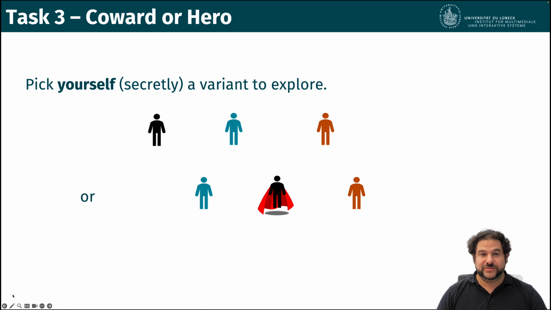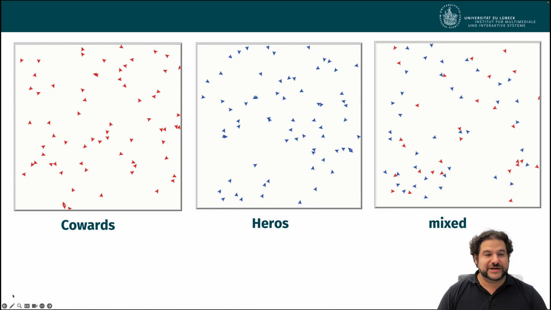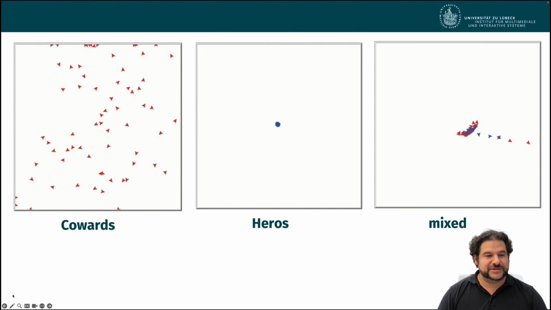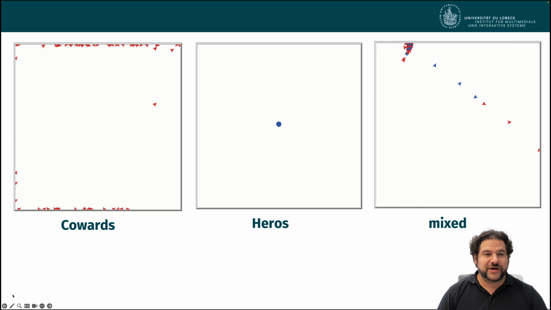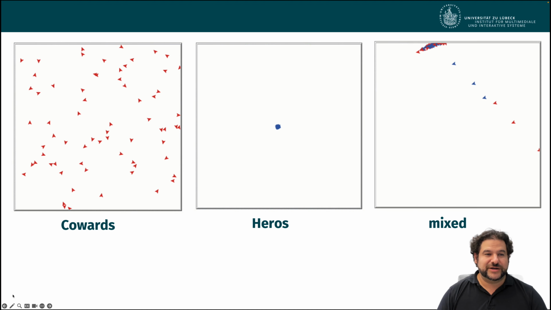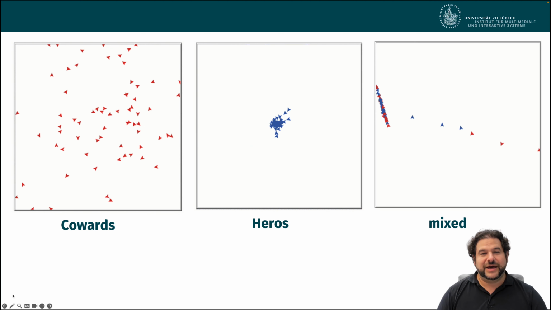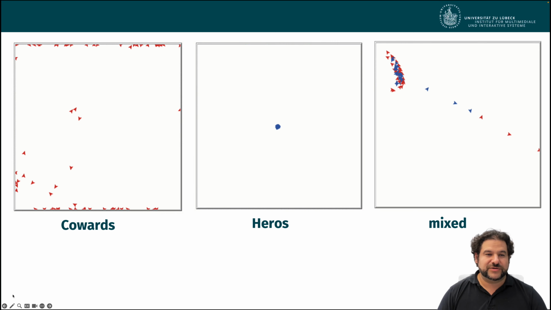What do you think is the outcome of this rule? Does it depend on who picks whom? Does it depend on the number of cowards or on the number of heroes? We assume that we have 50% cowards and 50% heroes, and we will now see the results of all three games. On the left, we have the cowards game, and sadly this starts the latest. Everyone will try to go as far as possible from their enemy and put their friend in between them.